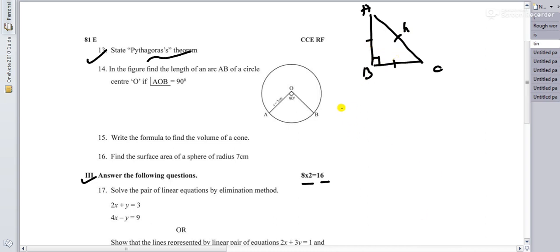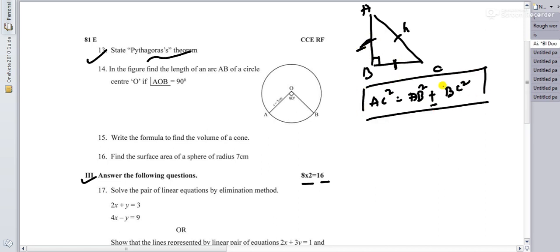So the statement is, in a right angle triangle, the square of the hypotenuse is equal to the sum of the squares of the other two sides. Sum means addition of the squares of the other two sides. So which are the other two sides? This and this. That's all.